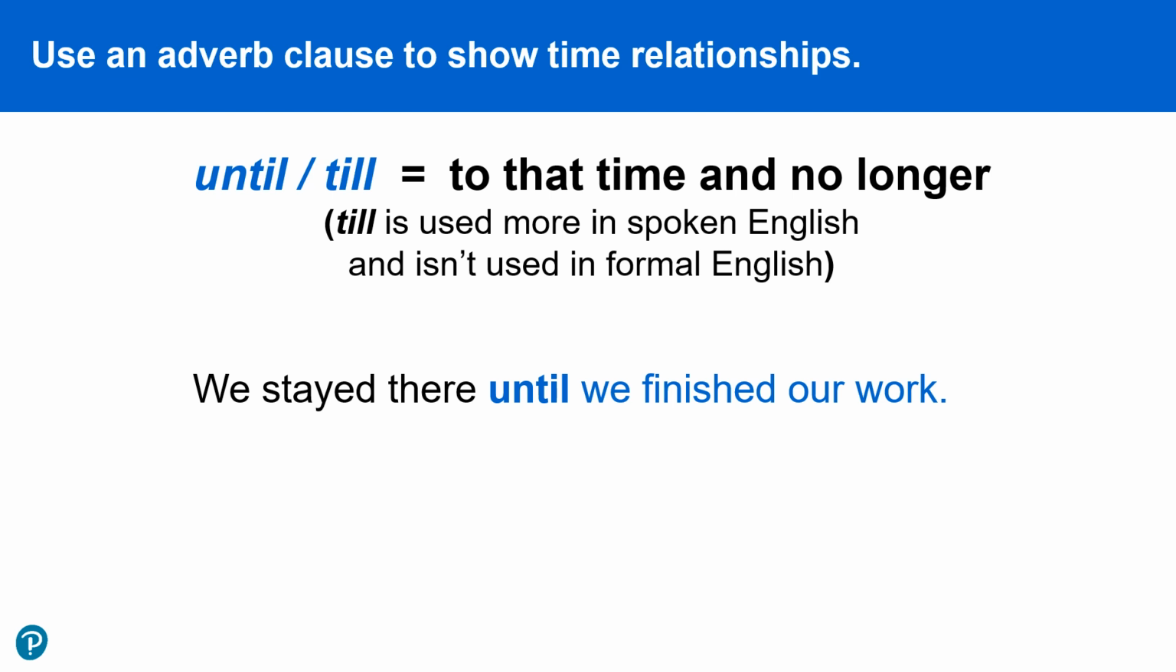We stayed there until we finished our work. This means that the verb, staying there, happens all the way up until or up to the point in time where we finished our work, and then it stopped. It didn't go longer than that. We didn't stay after we finished our work, but we stayed before and up until this point in time. It's kind of the opposite of since.